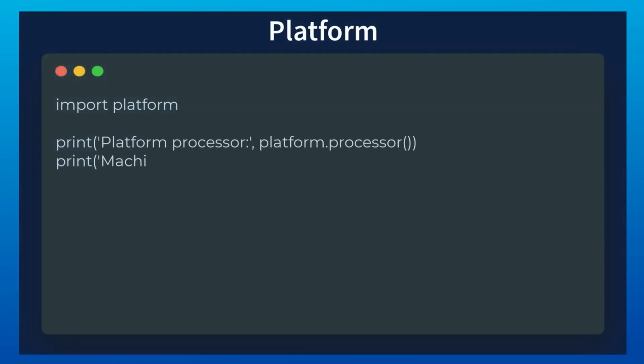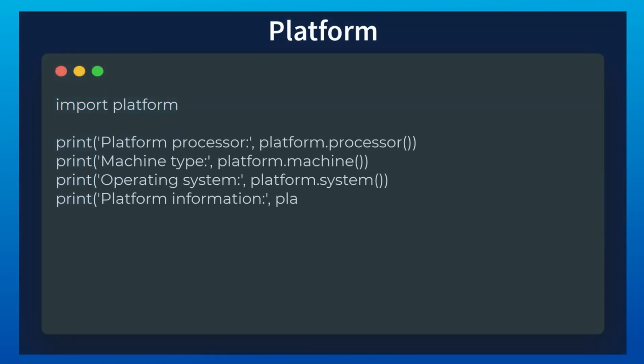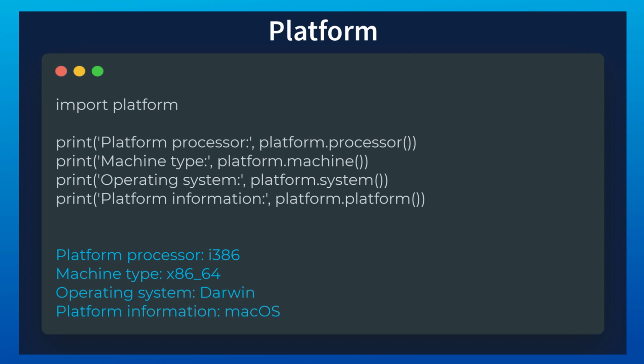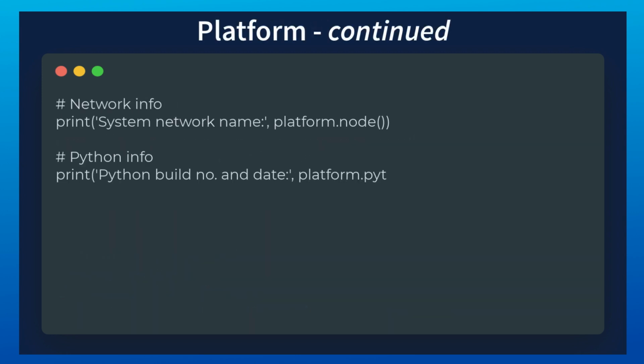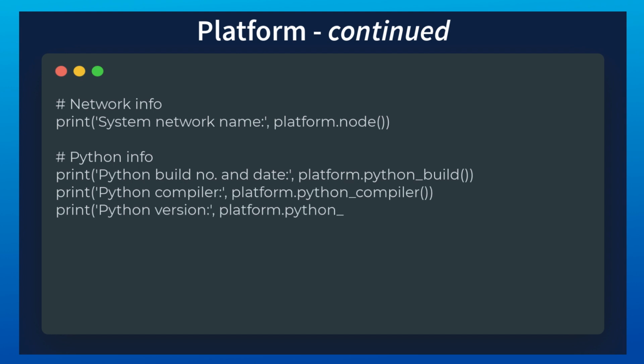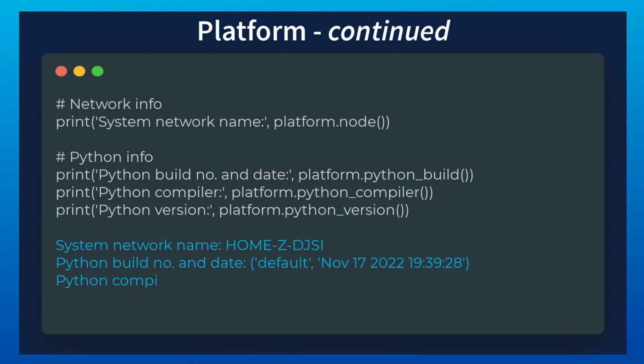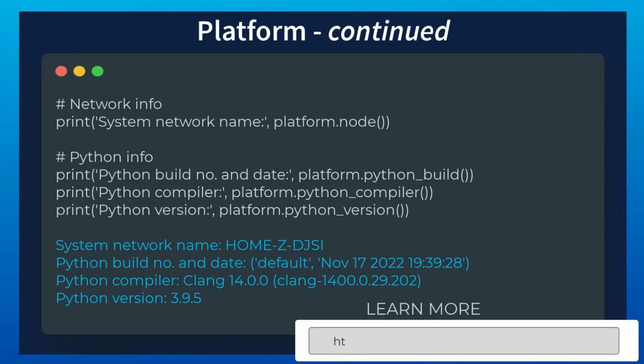This is how we could use platform to give us the processor, machine, operating system, and platform details. And here's how we use it to provide our network node name, as well as the Python build, compiler, and version. To learn more about platform, visit docs.python.org.